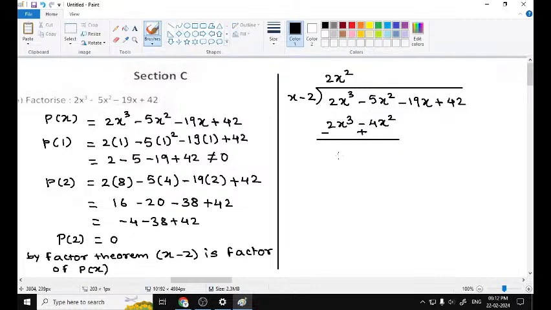This 2x cube minus 2x cube becomes 0. Ignore this sign. Signs are different, so we have to find out difference, and that difference is 1x square, but the bigger number is negative, so answer is negative. The next number is 19x. Same procedure to find out next term in quotient. Divide this minus x square by x. That gives minus x.